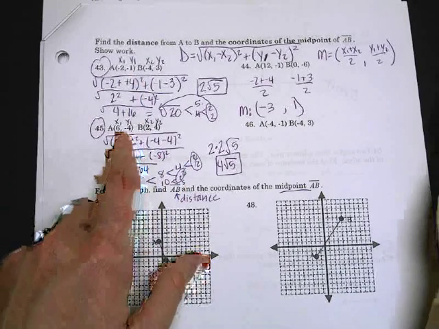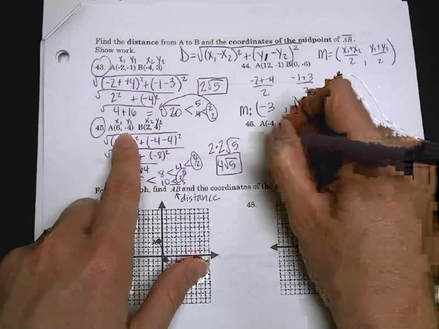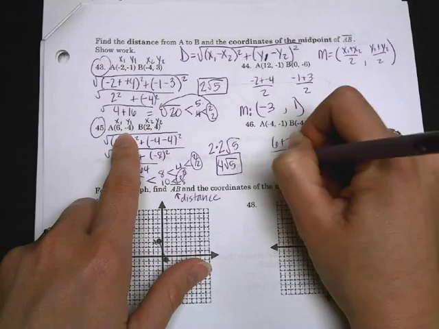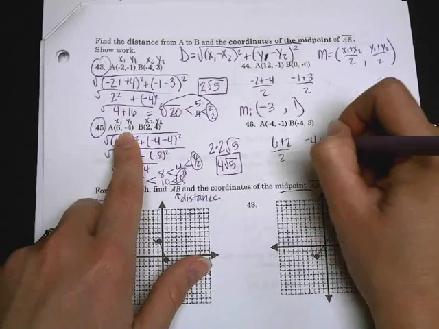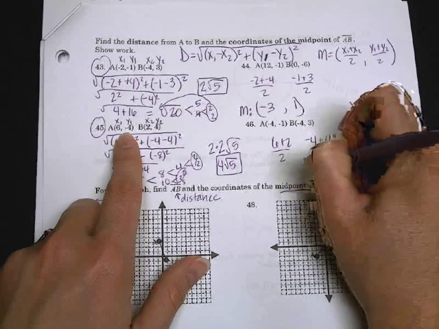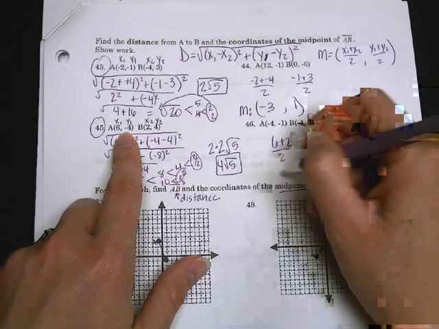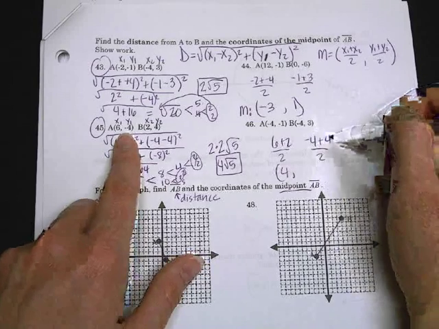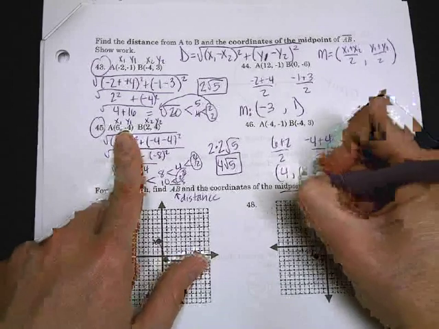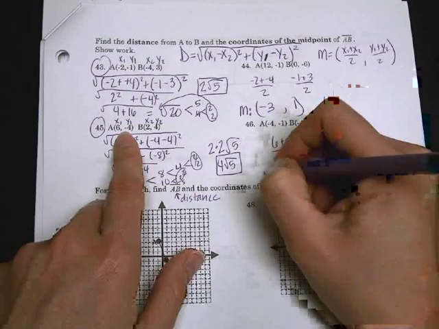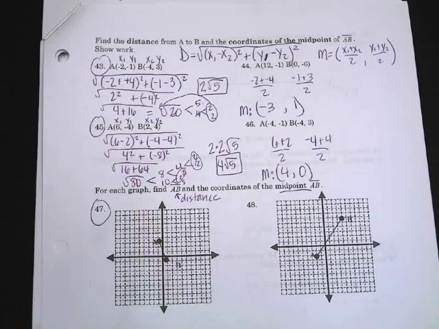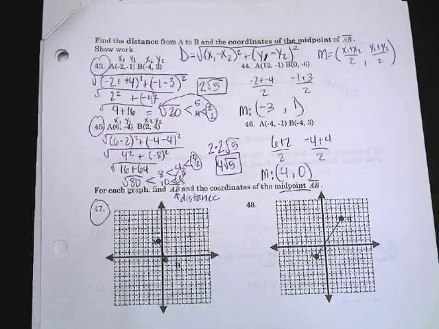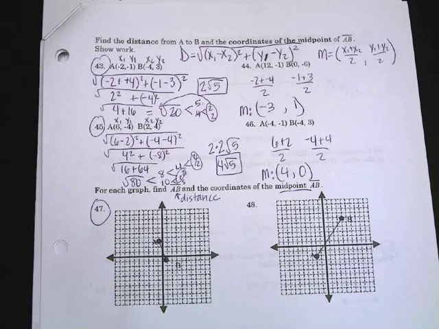Then my number 45, add the x's, 6 plus 2 over 2, and then add the y's. So 6 plus 2 is 8, divided by 2 is 4. -4 plus 4 is 0, divided by 2 is 0. So that's my midpoint for number 45. Sorry about that. So we're going to do distance and midpoint again, but on the graph. It's not really different, they just want you to find your own coordinates.